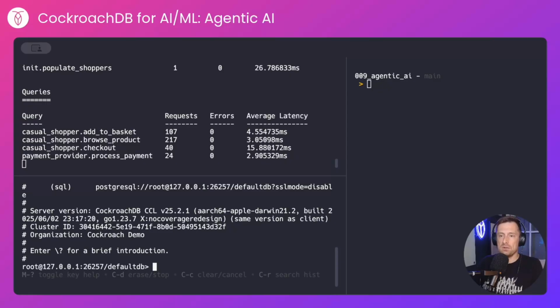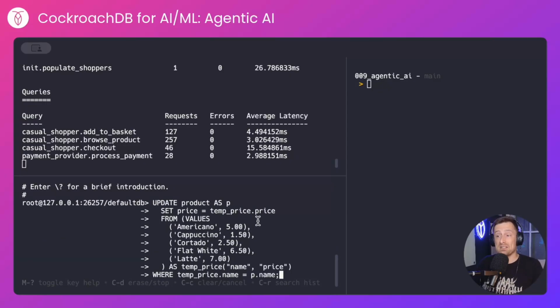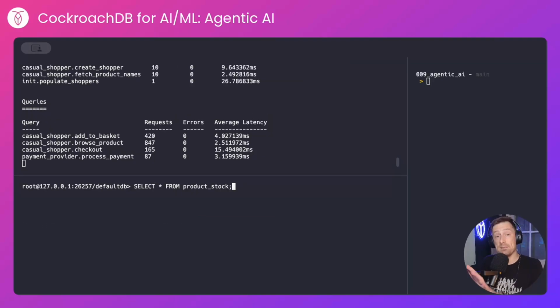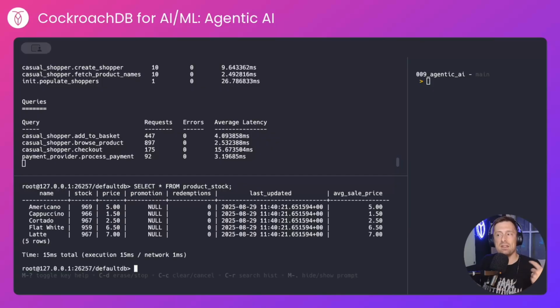The first thing I'll do is update my prices, setting some of them way above market price and some of them below market price. And then I'll set the stock we have on hand to a fairly high number. I also have a function that shows me the amount of stock I have, the current price, the last time the price was updated, and information relating to the average sale price of a product. We'll notice that because customers are buying products at their current price, the average sale price is the price of the product. As we tweak that, you'll see this value changes. We don't have any promotions on for any of the products at the moment, hence we have 0 redemptions.